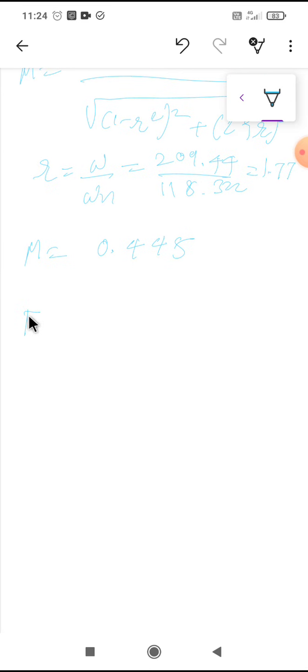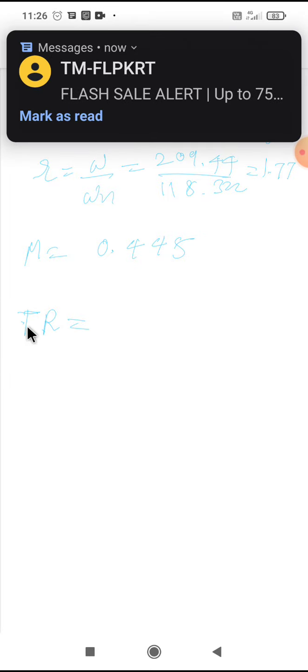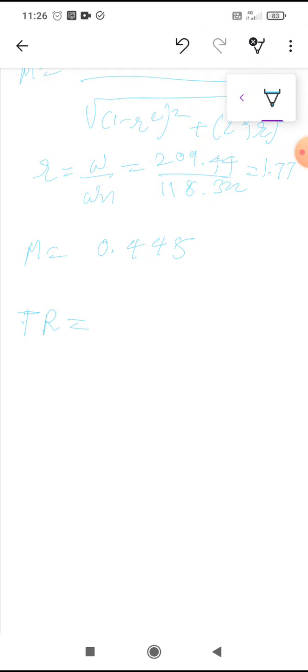As we know the transmissibility ratio TR, but we will not use the transmissibility ratio formula here. We will use directly the formula for Ft, the force transmitted. Ft is equal to x k times the square root of 1 plus (2 zeta r) whole square.